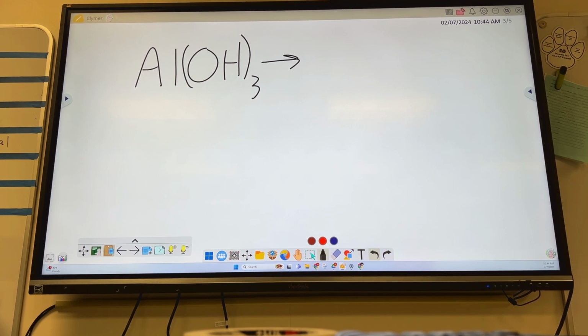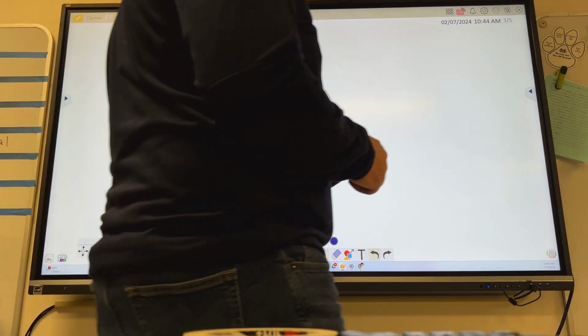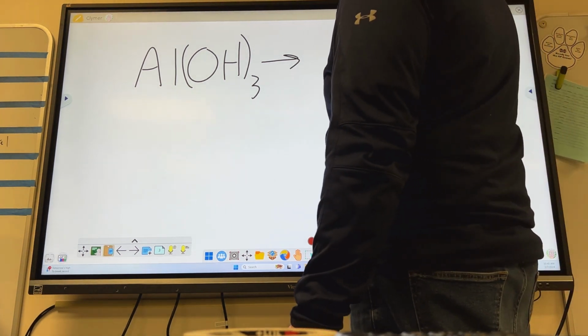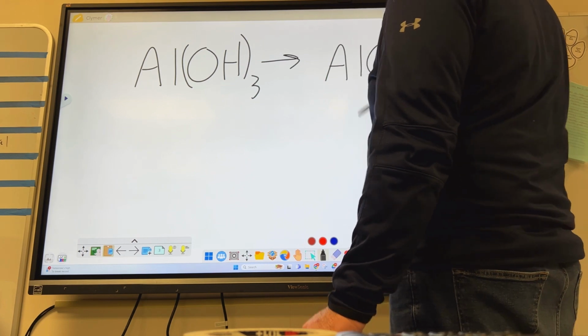So again, what tool do we need for decomp reactions? Purple sheet. What rule on our purple sheet is going to apply to this decomp reaction? Rule number 3. What does rule number 3 read? I don't have my purple sheet. You're locked, Henry. It's very impressive. So a metallic hydroxide will decompose into what? Metallic oxide plus water. So what's a metallic oxide going to look like here? Al2O3.